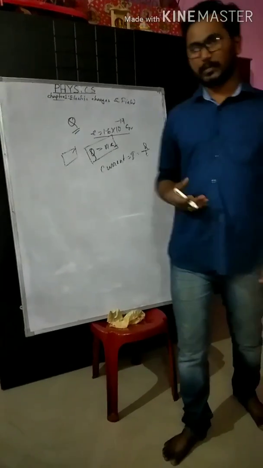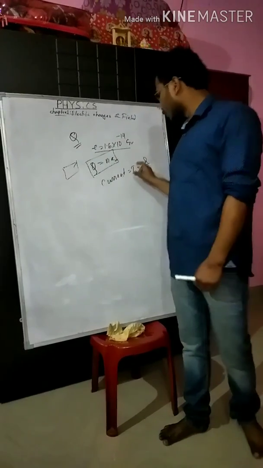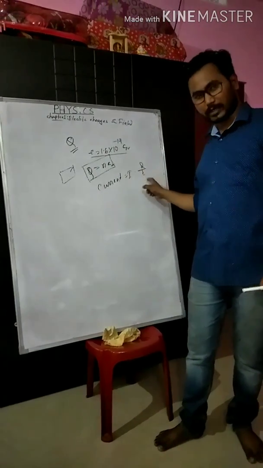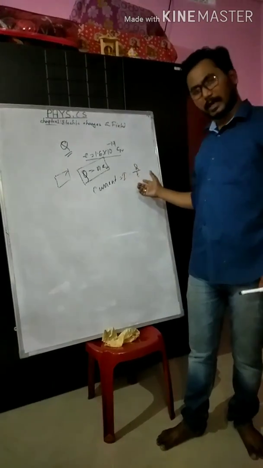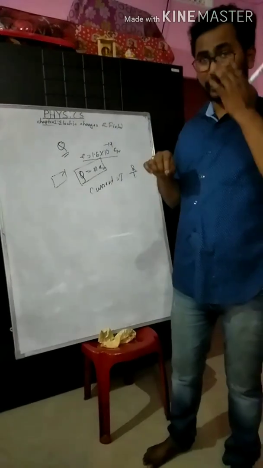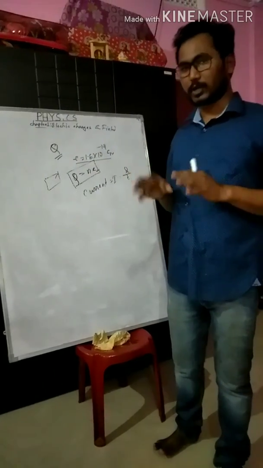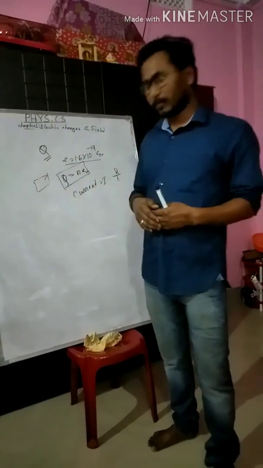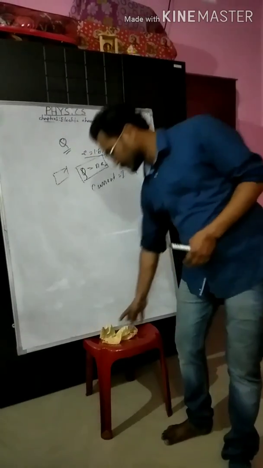The numerical may give you the number of charges, or the current, and you have to find out the time, or they will give the charge and you have to find out current and time as well. We are not discussing the numericals part in this video; we'll discuss it in my next video. Now let's focus on the theoretical part only. This is the smallest theoretical part related to static charges.